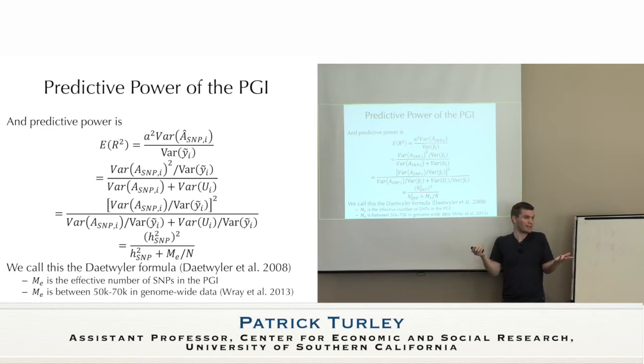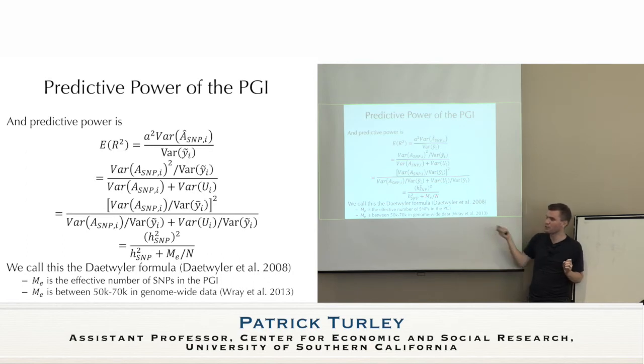This was the point that I was making before. Or did I make this point yet? I don't know if I did. The predictive power of the polygenic index is going to be bounded above by the SNP heritability, and as you increase the sample size, it's going to approach the SNP heritability.